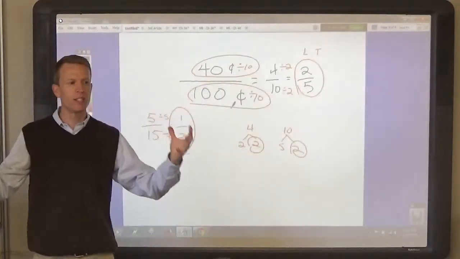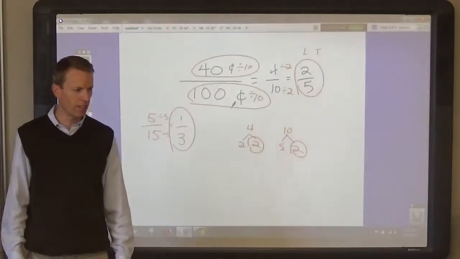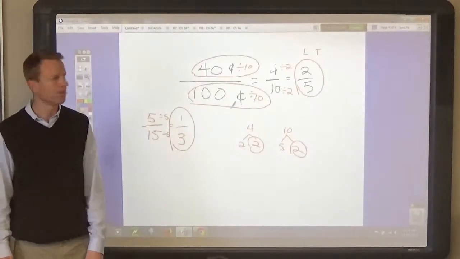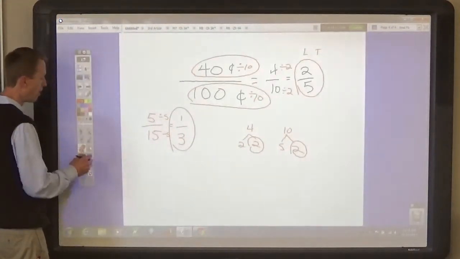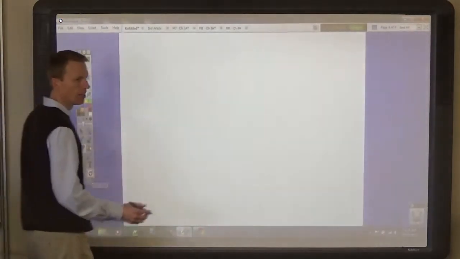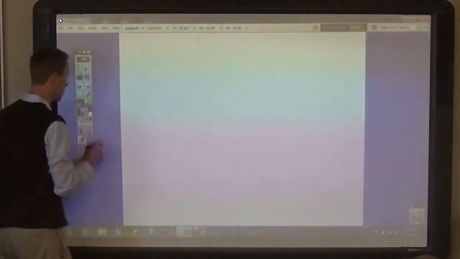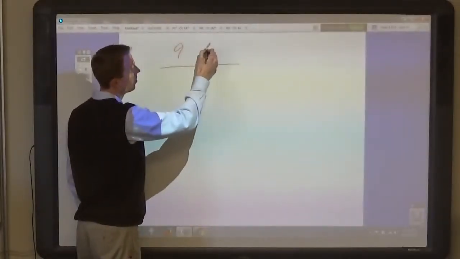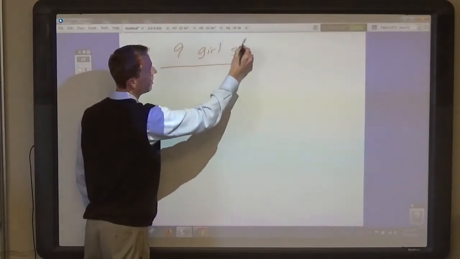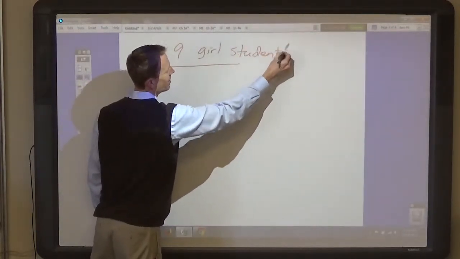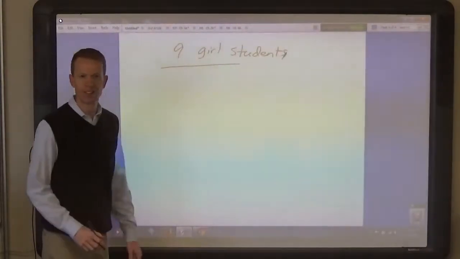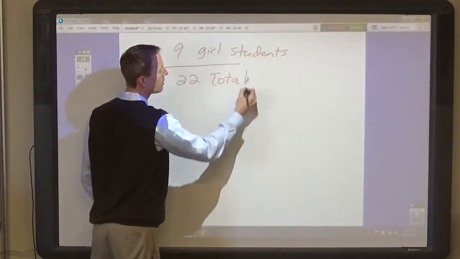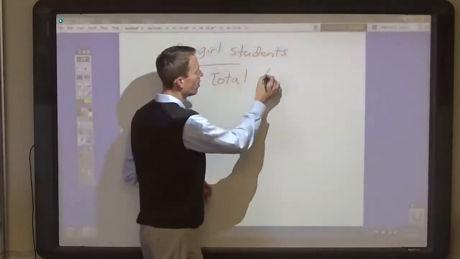If we were talking about students in here, how many girls are there in this class? 9 girl students. And if we were going to write the fraction of girl students, we would write 9 girl students out of 22 total. Always write it out of the total when you're writing a fraction.